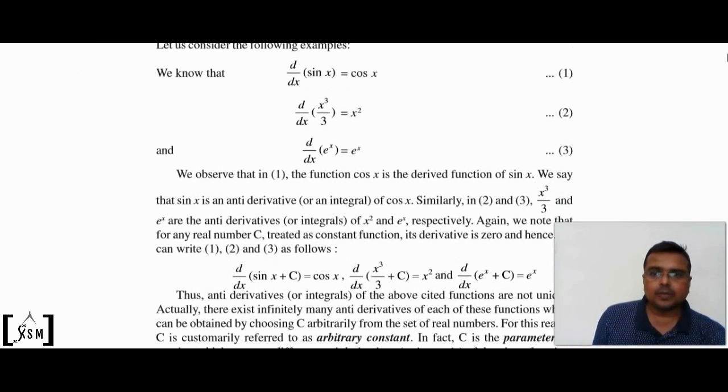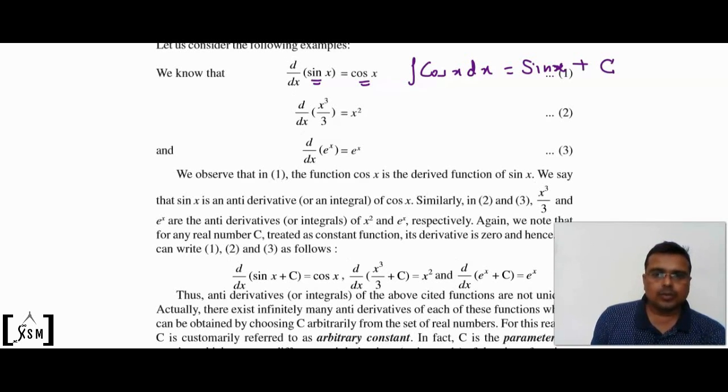Differentiation of sin x we know is cos x, right? Differentiation of sin x is cos x. So we can say that integral of cos x would be sin x. And in integration we put a constant called c. It is called the integral constant.